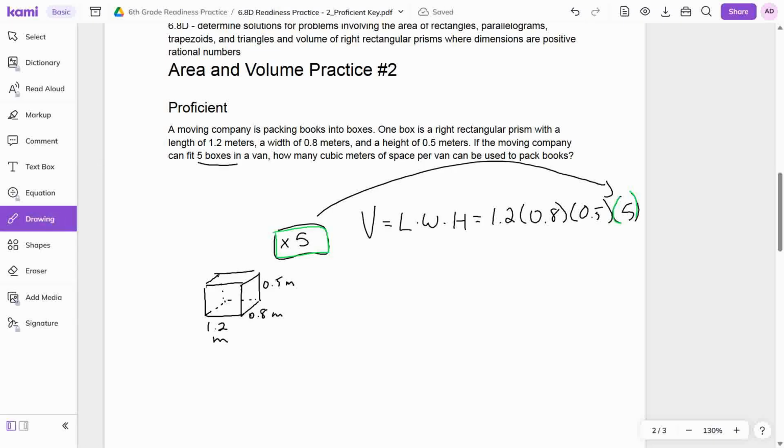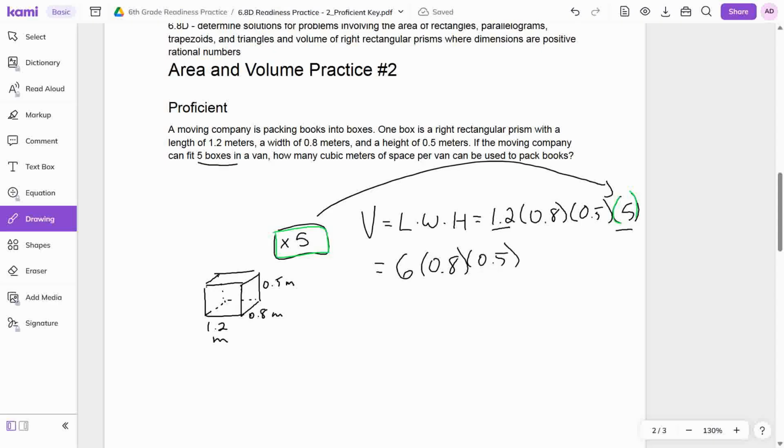But I might use the commutative property. I want to reorder because I actually want to multiply the 1.2 times the 5 first, because I know 5 times 12 is 60. So 1.2 times 5 is going to be 6.0, or just 6. So that ends up being 6 times 0.8 and 0.5.